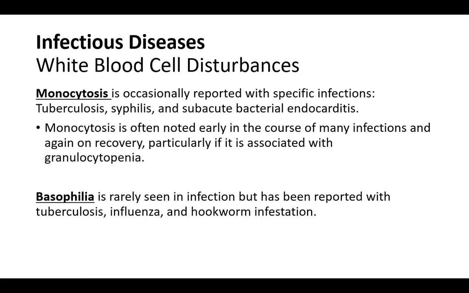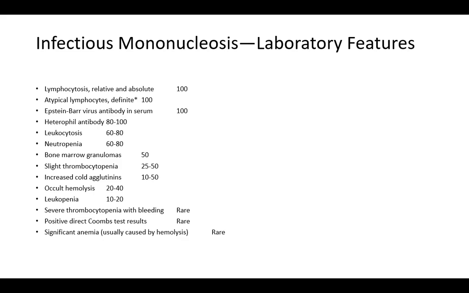Monocytosis is not very common, but can be seen in certain infections such as tuberculosis, syphilis, and subacute bacterial endocarditis. Basophilia is rarely seen, but still it may be reported in certain cases of tuberculosis, influenza, and sometimes in hookworm infections, but not very common, as I told you.